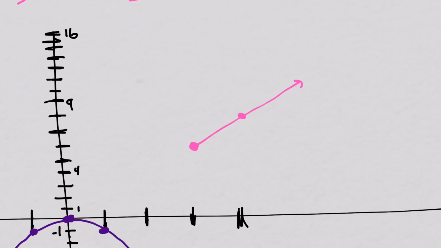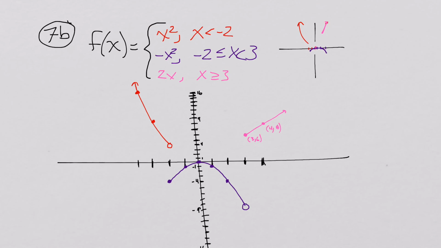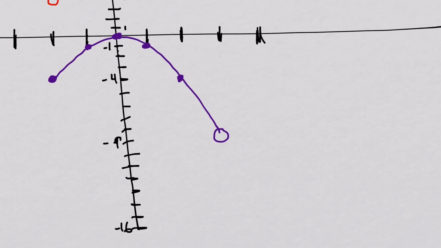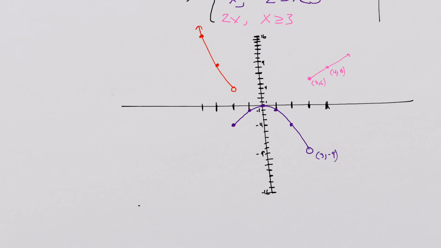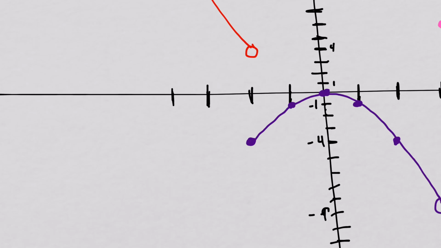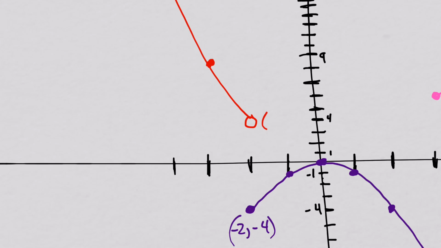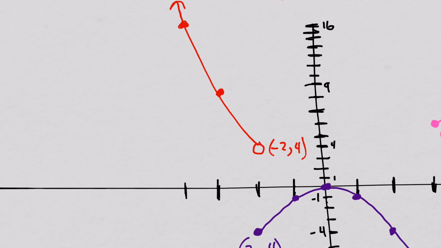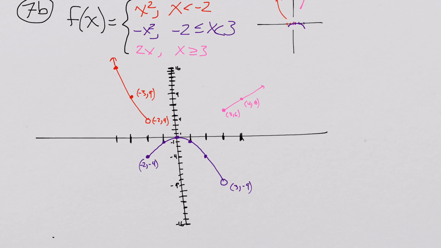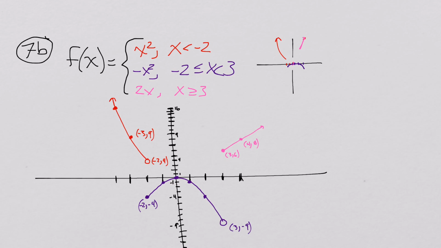And if we want to be careful, we could probably label these points. This point right here was 3, 6. This point right here was 4, 8. It's a good idea to do that if you're drawing your own axes. This right here was 3, negative 9. All those other points I think are okay. We'll label this end point right here. This end point was negative 2, negative 4. And then finally, this last one up here was negative 2, positive 4. And then we'll just label this one negative 3, positive 9. So I think that's a pretty good representation of this piecewise function.